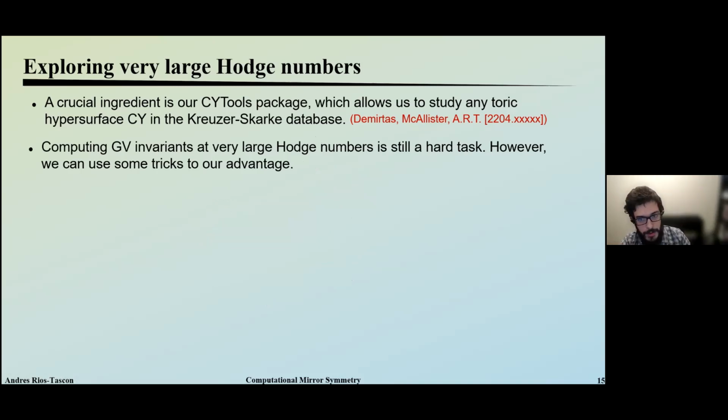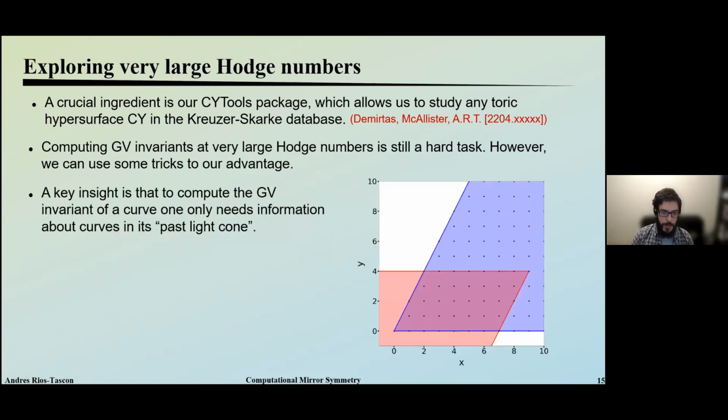Computing GV invariants at very large h11 is a hard task, so we came up with some tricks that we can use to our advantage. One very important insight is that if you want to compute the GV invariant of a particular curve, let's say this one, you only need information about curves in its past light cone. So you take the negative of the Mori cone, put it over here, and only need to consider curves in this intersection region. That way you can compute the GV invariant of this curve. And at large h11, this effect really gets you much, much farther into what you can compute.